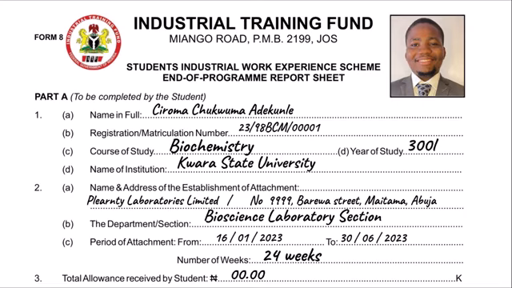Then the department or section that you are assigned to when you get to your place of attachment. So let's say you are attached to Plenty Laboratories, but Plenty has different laboratories in their building, and there's a part they call Bioscience Laboratory section. If you are attached to that part, then you put it there, Bioscience Laboratory section. Then the period of attachment, when you start and when you eventually finish. Then the number of weeks that you spent in your place of attachment, you put it there.